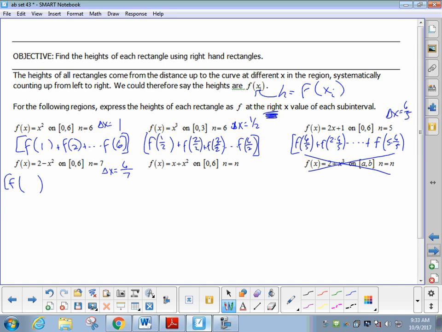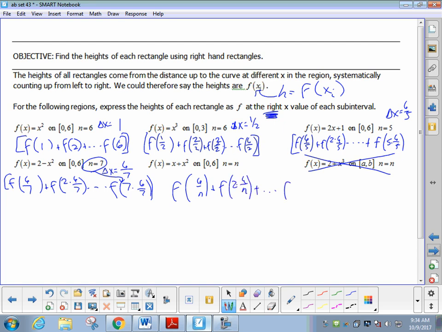So the first x at which we find a height is 6/7. Then we go to f at 2 × 6/7. It might seem a small point, but it's important that you write 2 × 6/7, not 2 6/7, because that looks like 2 6/7, not 2 × 6/7. Okay, you with me? So that's kind of important. Small point, but important. 2 × 6/7 through, how many 6/7 will I do all together? n × 6/7, and that's completely by virtue of how many rectangles they told you to use. We would do n of these 6/7 rectangles. Last but not least, f at 6/n, f at 2 × 6/n through n × 6/n exactly, which reduces to 6, and that is exactly where I'm supposed to end. Okay? With me?